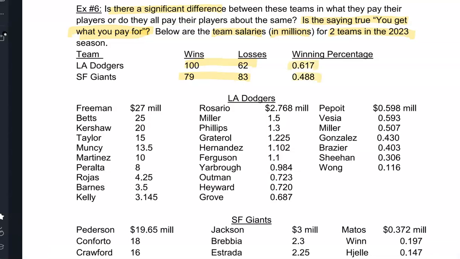For the Dodgers, you can see the winning percentage is a lot more than the Giants. So maybe I should send this video to my mother-in-law. I don't know.